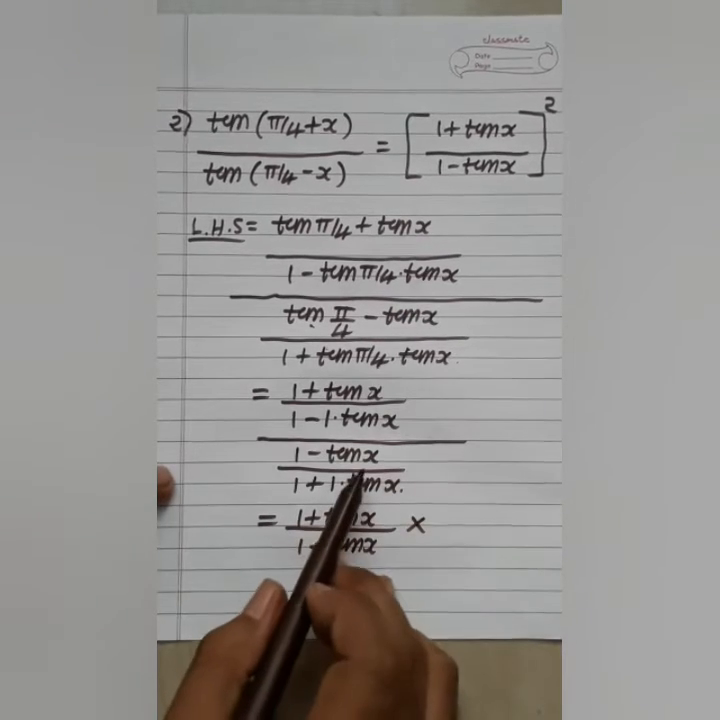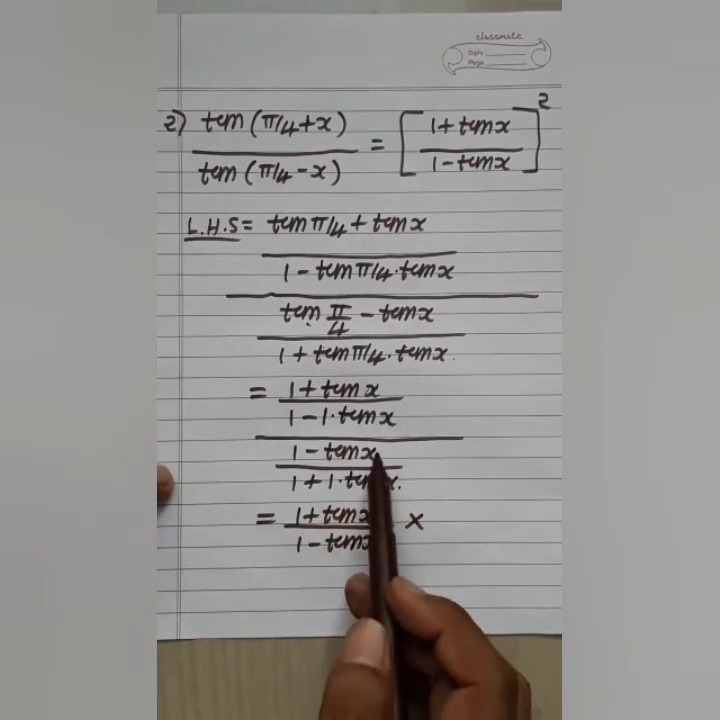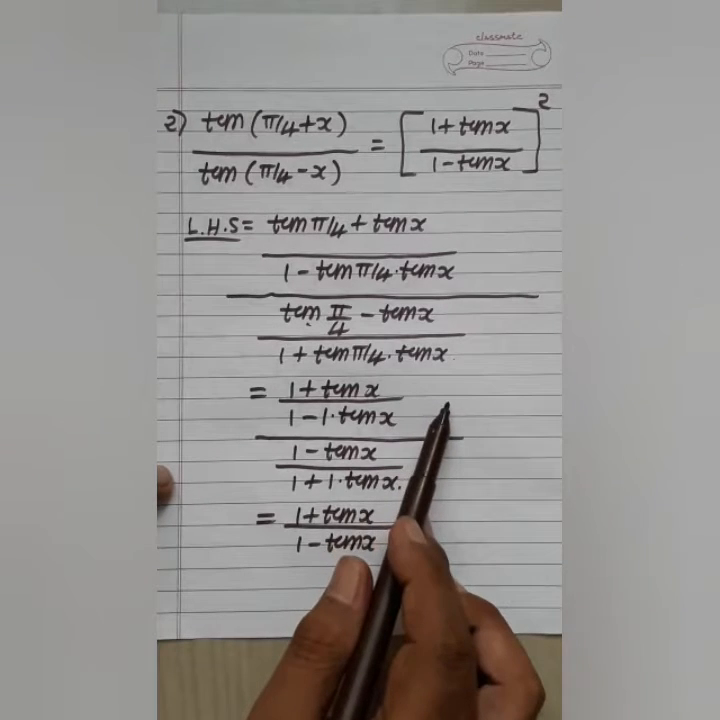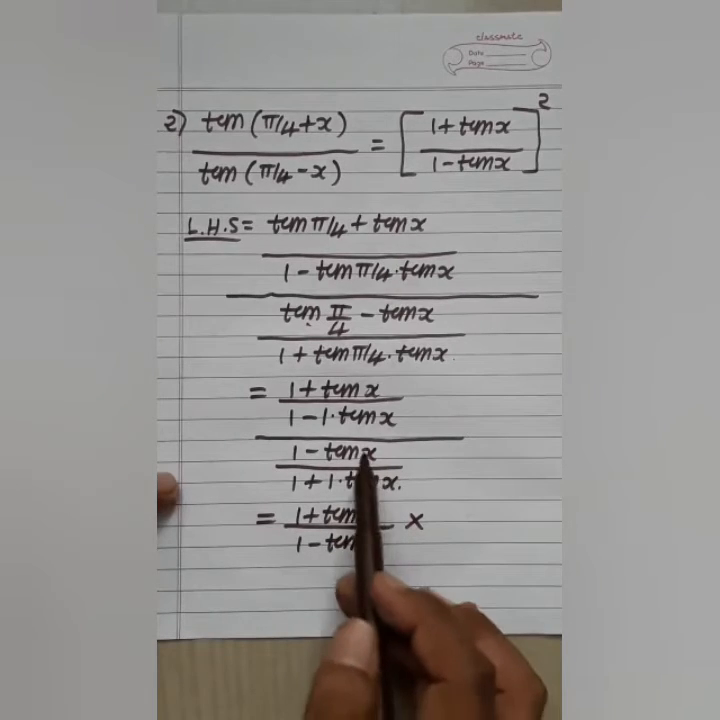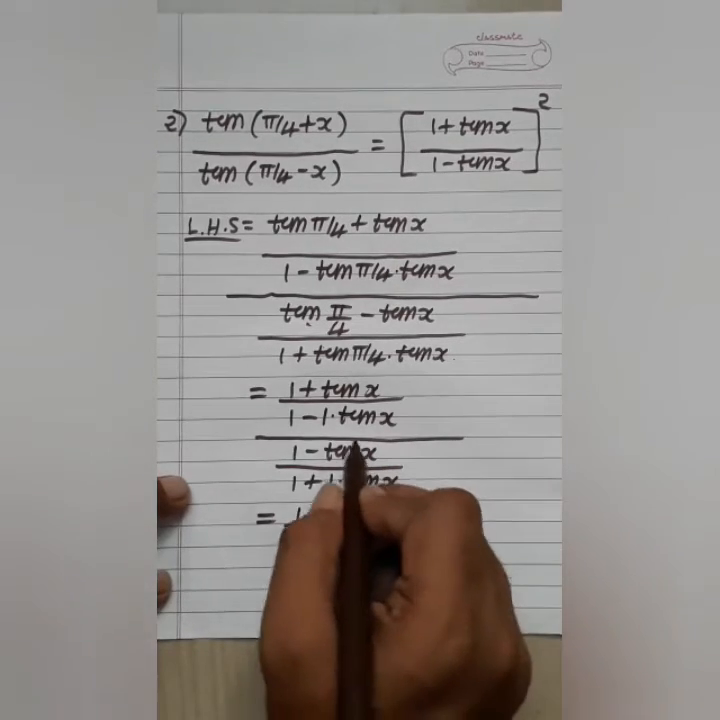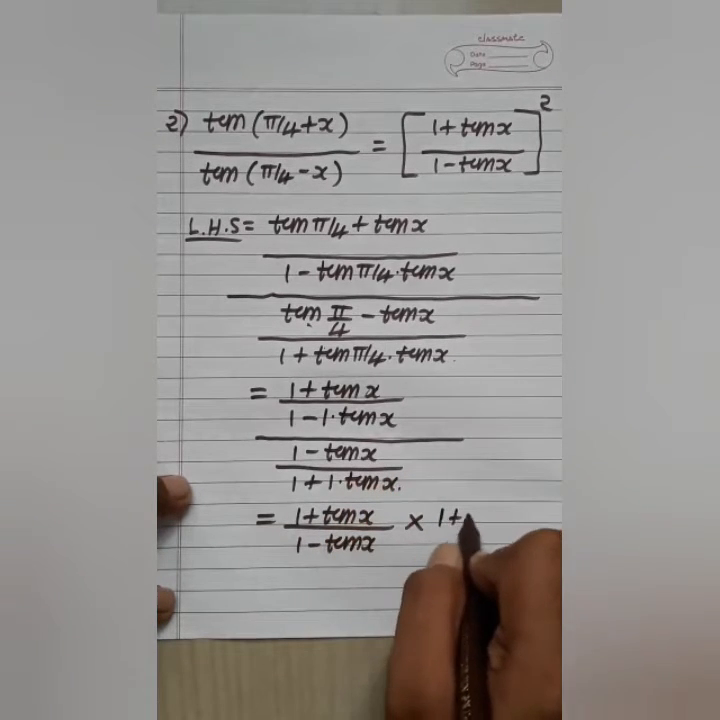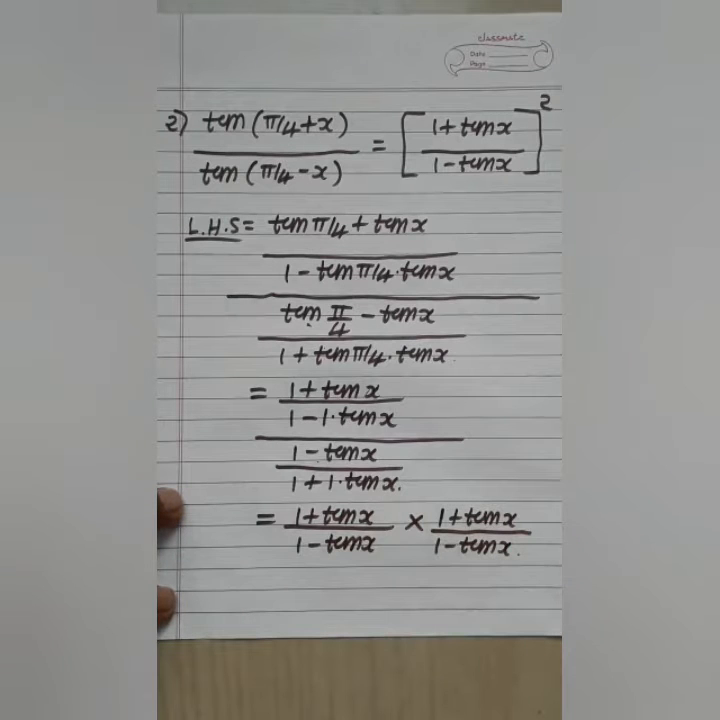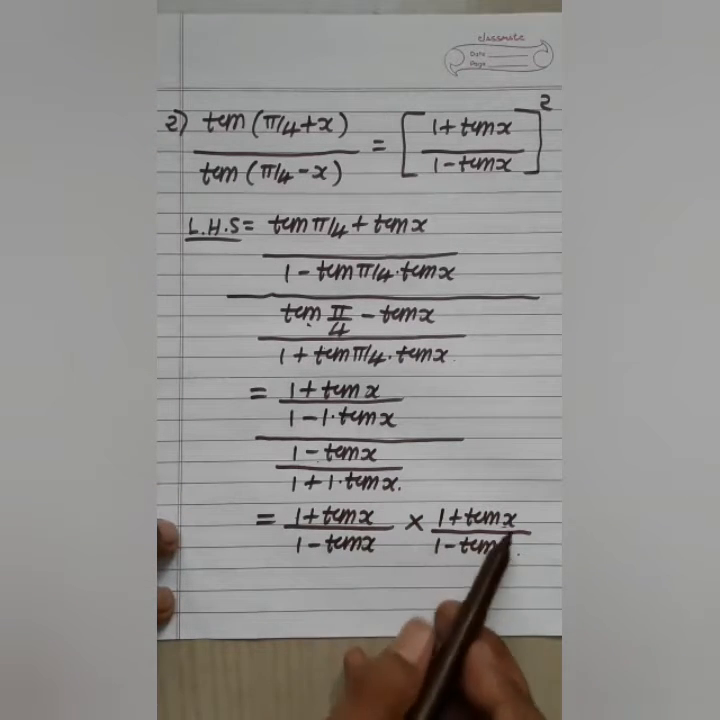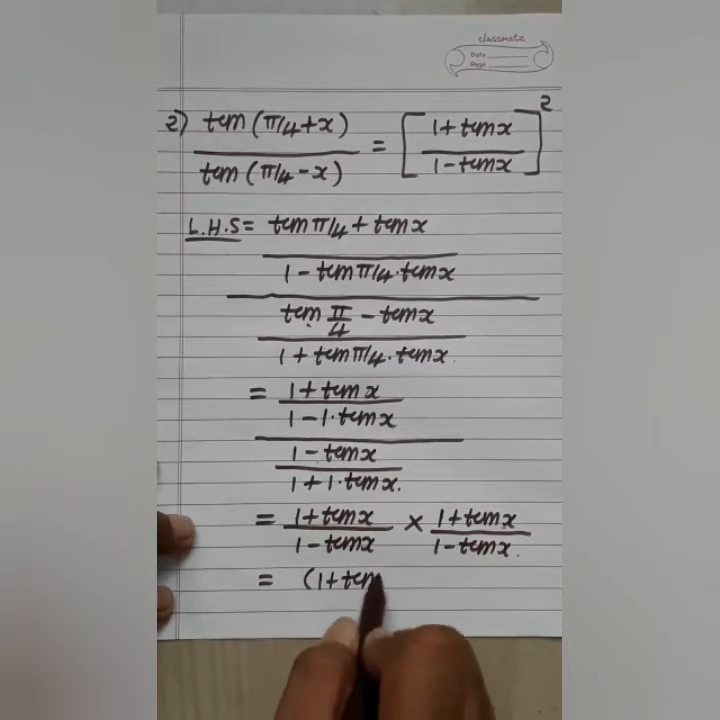Now the denominator term we can write in the numerator. Here division form is present, so interchange the position of numerator and denominator. So 1 plus tan x we write in the numerator and 1 minus tan x in the denominator. Now 1 plus tan x into 1 plus tan x, that means 1 plus tan x whole square.